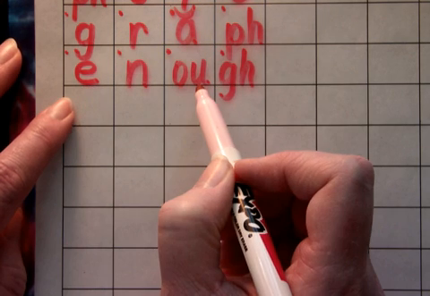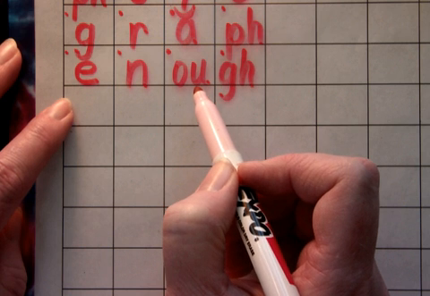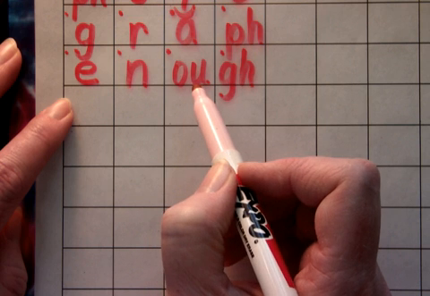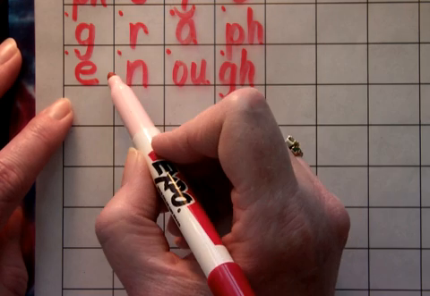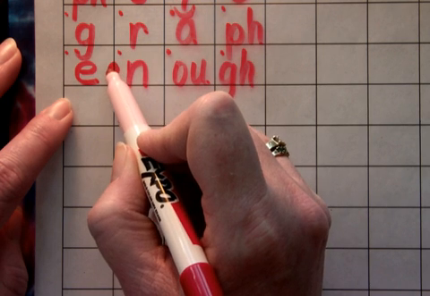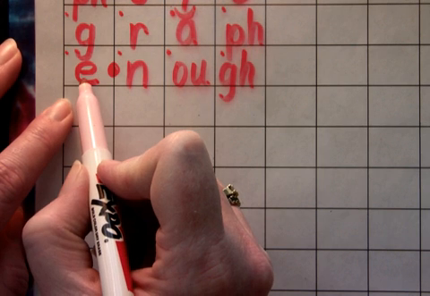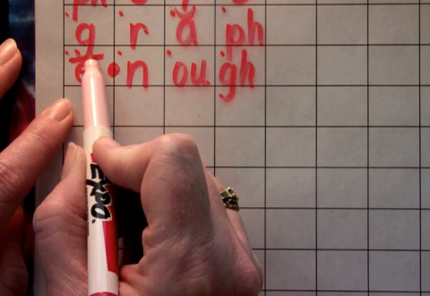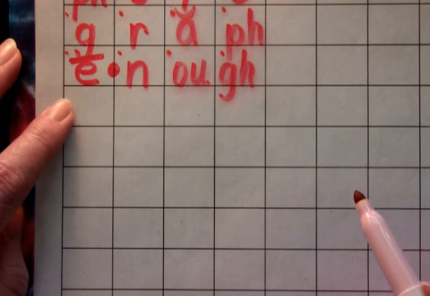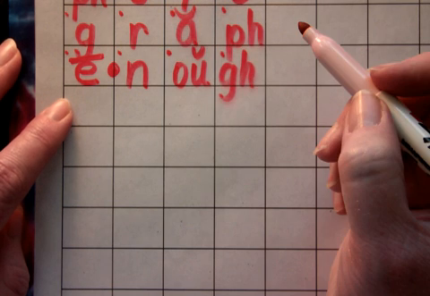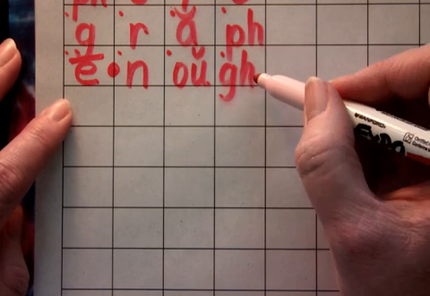E and O-U are vowel sounds. That lets us know that we've got a two-syllable word. Two vowel sounds, two syllables. When we say it, we say E and then nuff. The syllable break is right here. One vowel with nothing else after it is an open syllable. We put the macron on top. That's why it's a long sound, because it's an open syllable. The U is saying its short sound, and the GH is saying F.